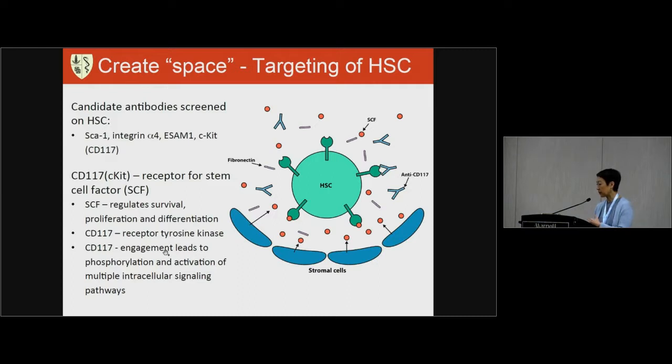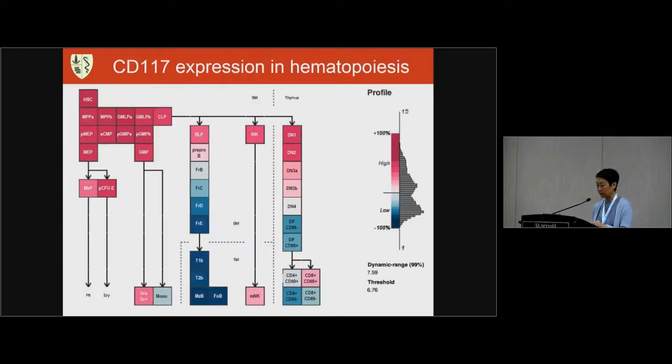And stem cell factor, and the interaction between stem cell factor and CD117 confers survival in the niche, proliferation, and helps in the differentiation. So CD117 is a receptor tyrosine kinase. When stem cell factor interacts with CD117, there are a whole cascade of different signaling pathways which are turned on. So what we know in terms of its expression profile is shown here.